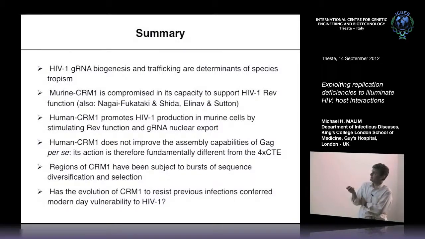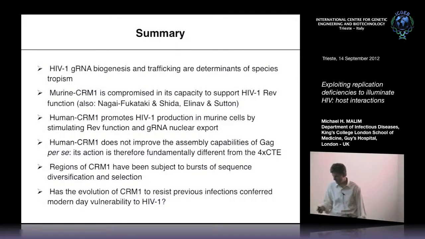So HIV Gag RNA biogenesis and trafficking are determinants of species tropism, as I said earlier. Human CRM1 is compromised in its capacity to support HIV-1 Rev function. Human CRM1 promotes HIV-1 production in murine cells by stimulating Rev function and genomic RNA export. Human CRM1 does not improve the assembly capabilities of Gag per se. Its action is therefore fundamentally different from what the constitutive transport element is doing. Regions of CRM1 have been subject to bursts of sequence diversification and selection, but we can't say it's positive selection. But it's interesting to speculate that the evolution of CRM1 to resist previous infections perhaps may have conferred a modern-day vulnerability in humans to HIV-1 infection by making it particularly susceptible to Rev working.